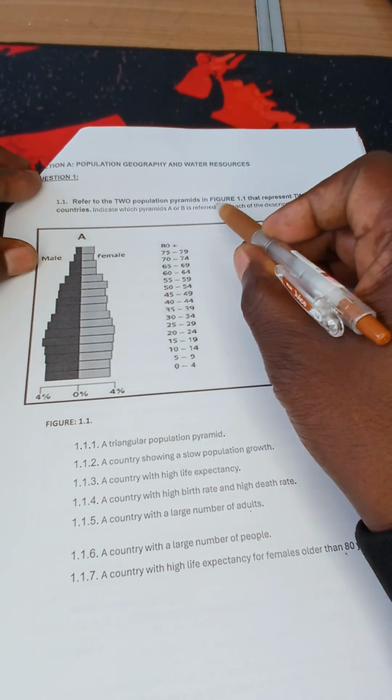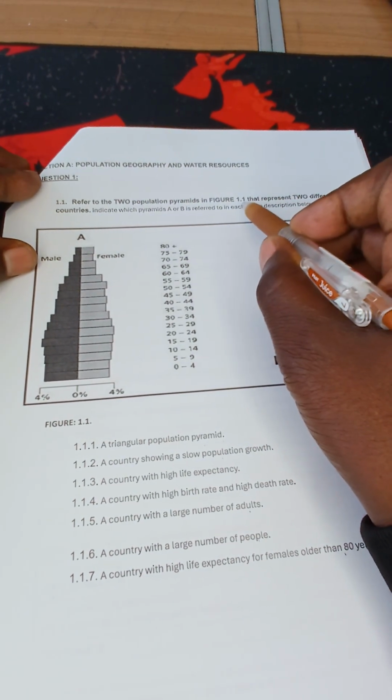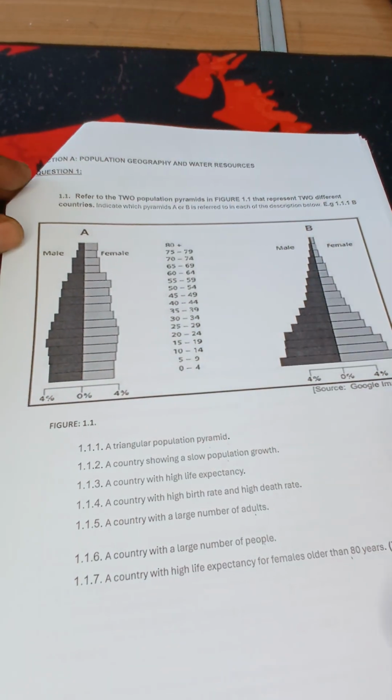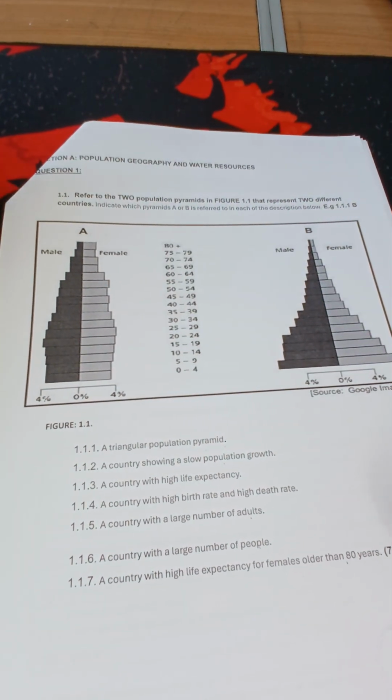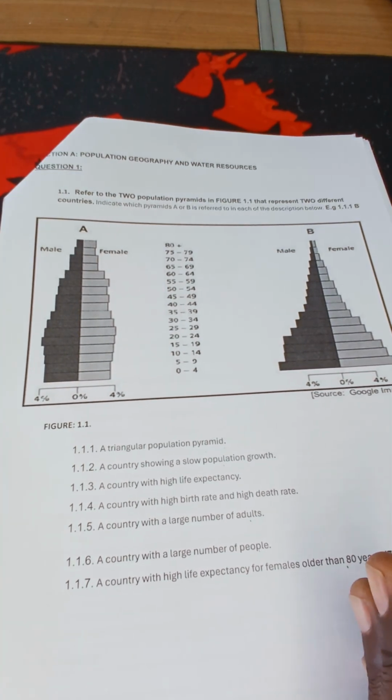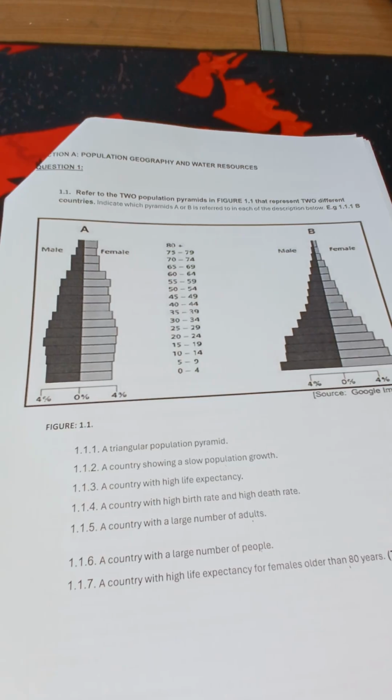Refer to the population pyramids in Fig 1.1 that represent two different countries. So these are the population pyramids. What you need to know in as far as the population pyramids is concerned, guys, is what a population pyramid of a developed country looks like, and also what a population pyramid of a developing country looks like. So that's what you need to know.